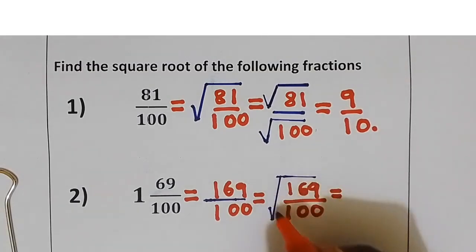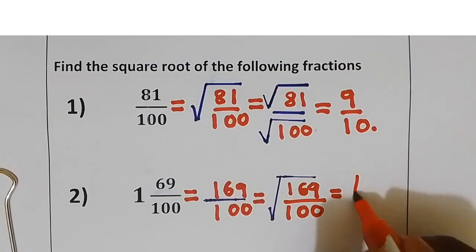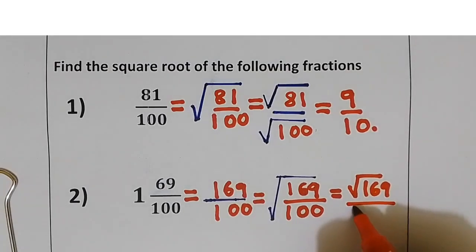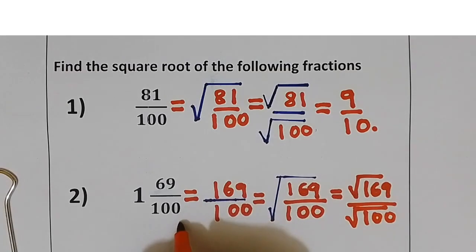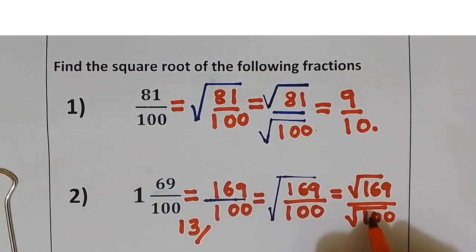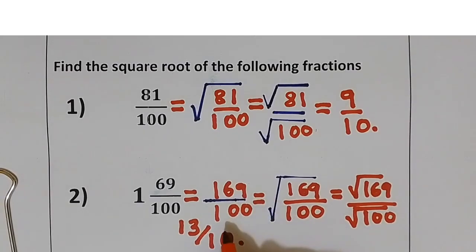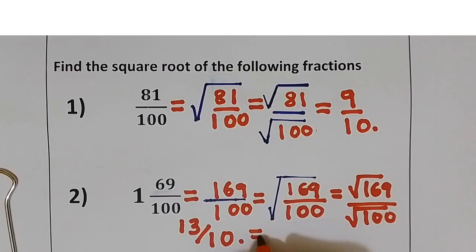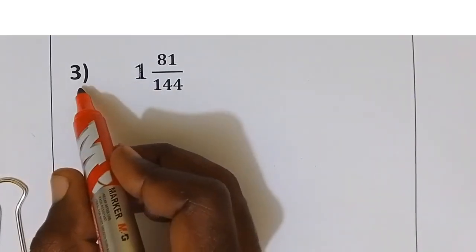When I split it into numerator and denominator, it is going to be the square root of 169 over the square root of 100, from which the square root of 169 is equal to 13. So it is equal to 13 over the square root of 100, which is 10. I can change this improper fraction into a mixed number, which is going to be equal to one whole number, 3 out of 10. Let us do the last question, question number 3.